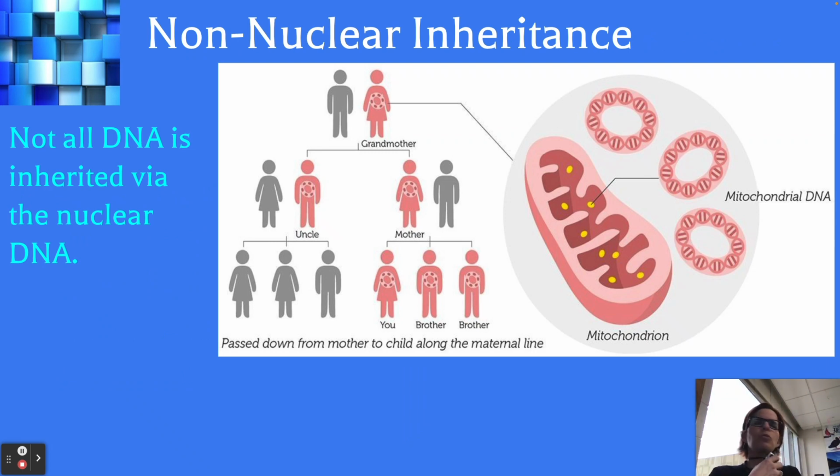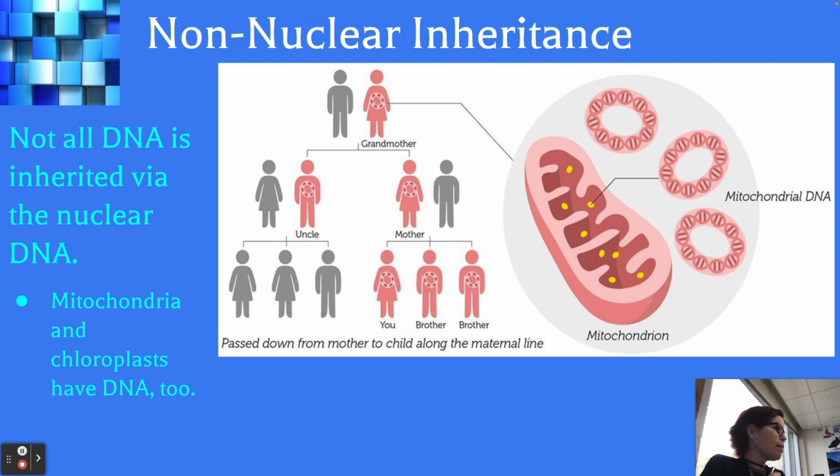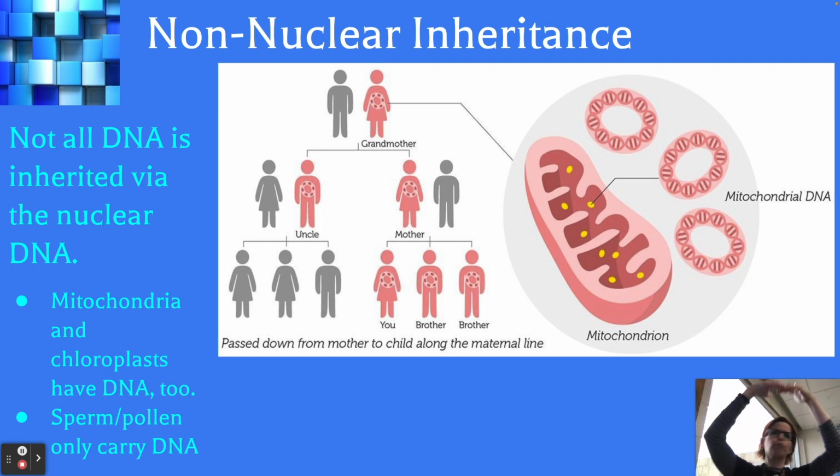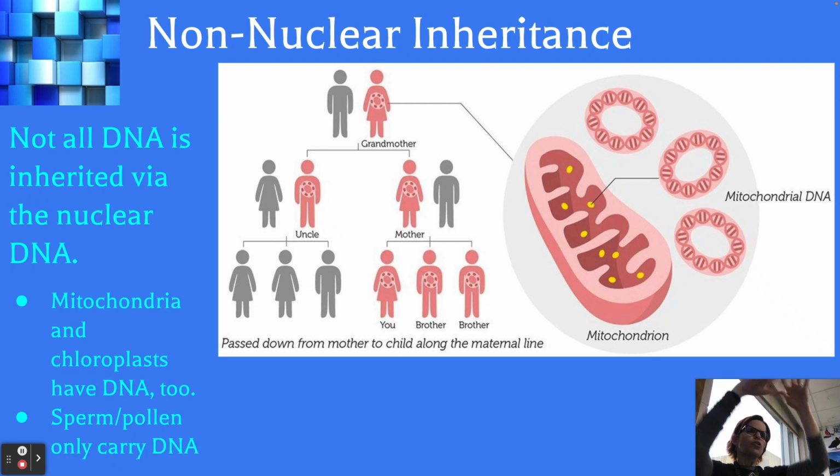All right, and I want you to really remember this because this is something that's so easy to forget. Not all of our DNA is carried in the nucleus. We have DNA in our mitochondria. This is really important: sperm and pollen only have the nuclear DNA. So we're getting half of our nuclear chromosomes from dad. But the DNA that's in the mitochondria, that's from the egg. The egg is full of all of the organelles, so the mitochondria are always coming from the mom.